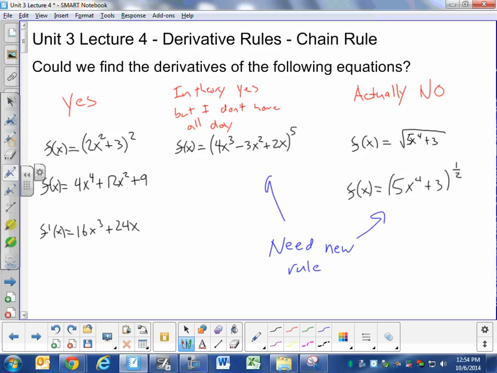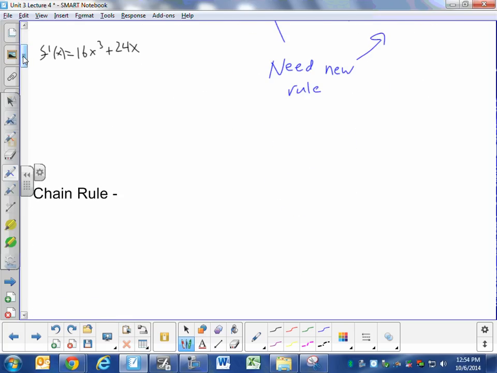And this is where the chain rule comes into play. The chain rule deals with derivatives of compositions of functions, f of g of x.